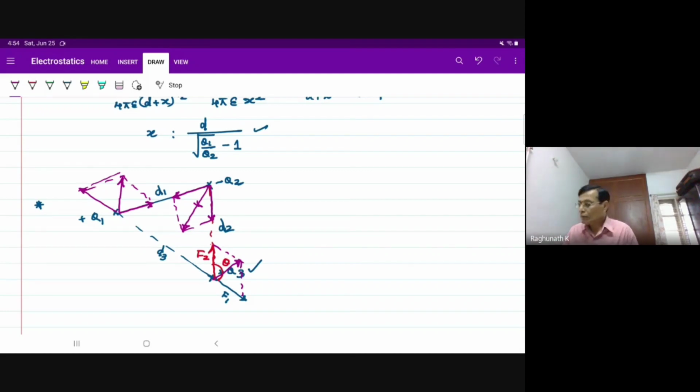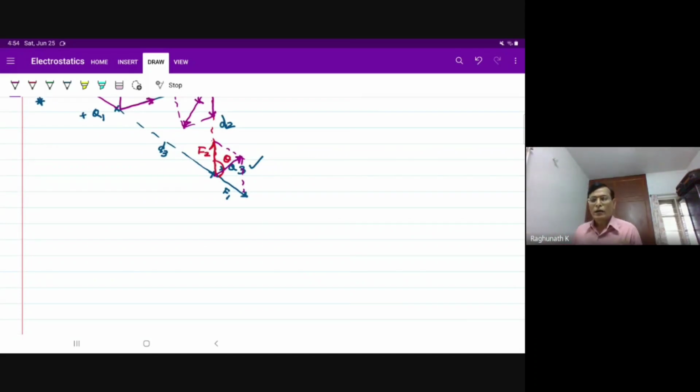In the same way, if it is required, you can ask me and I can tell it. We can talk about the force on each charge in a system of charges kept at the corners of a square or rectangle, standard figures actually. Check it.